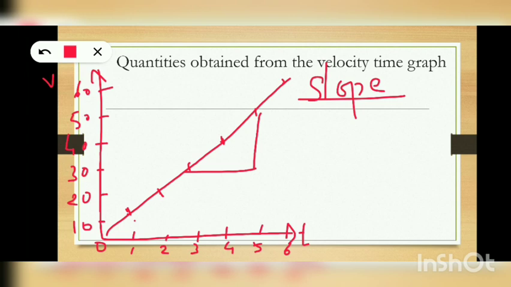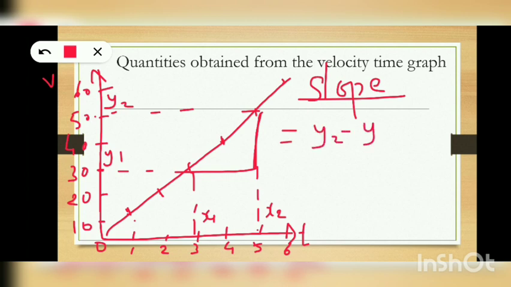Now just extend the base points to the x-axis or the time axis, and extend the altitude points to the y-axis or the velocity axis. Now let this point be x1 and let this point be x2. Similarly, let the first point on the y-axis be y1, and the second point on the y-axis be y2. And slope is calculated using the equation (y2 minus y1) by (x2 minus x1).